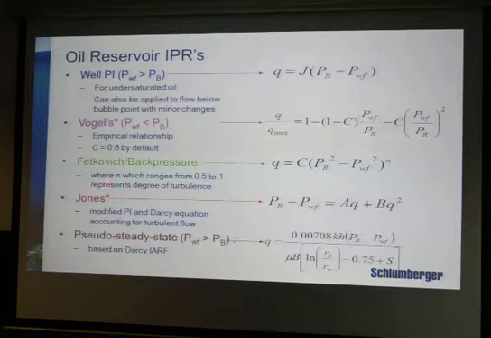Then the Jones model came, which was also based on the Darcy equation, where he included two terms, A and B. A is for laminar flow and B is for turbulent flow. This is the equation I was talking about. This is for infinitely acting radial flow, IARF.